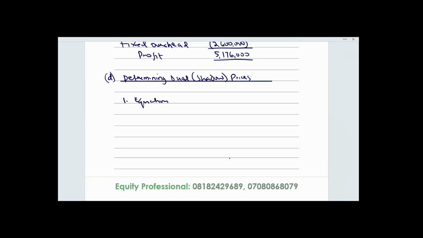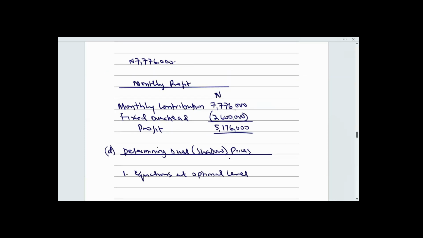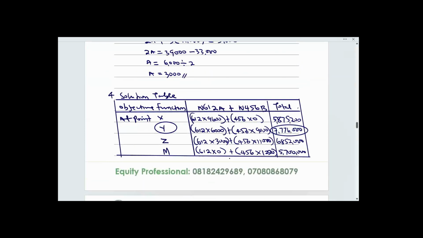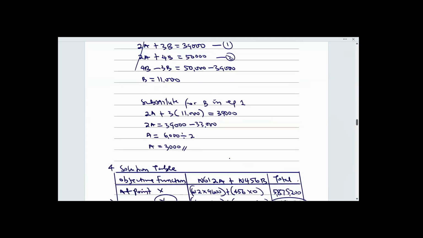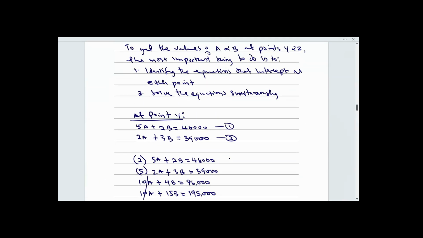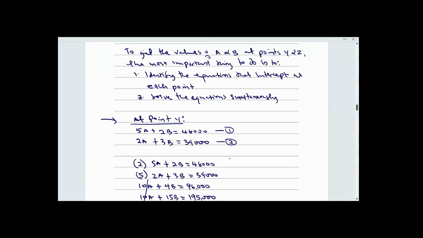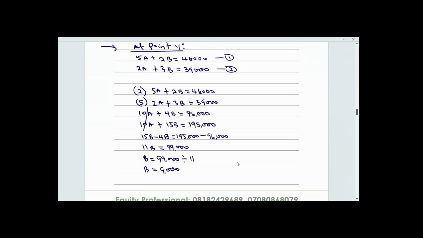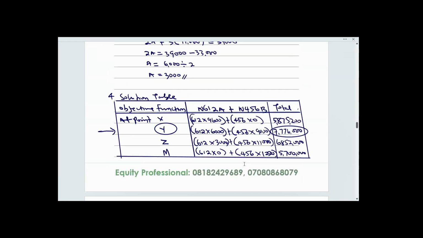Equations at optimal level of activities. So you go back to where you made the decision. The optimal level of activity is this point Y. That's where you made the decision. At point Y, what are the two equations that intercept? We have done it before. This is point Y here. The two equations are 5A plus 2B equal to 48,000, and the second one.